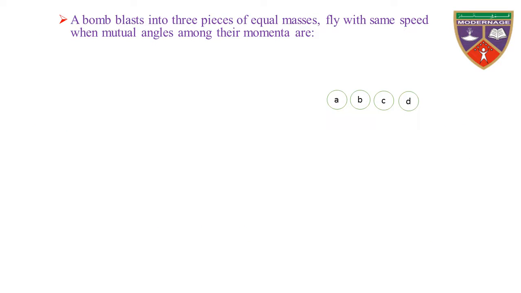A bomb blasts into 3 pieces of equal masses that fly with the same speed when the mutual angles among their momenta are: option A, 120 degree; option B, 90 degree; option C, 60 degree; option D, 30 degree. Therefore, key is 120 degree. The correct option is A.